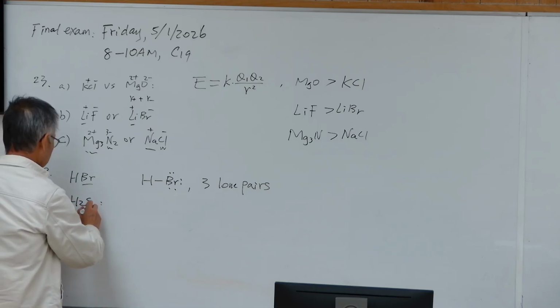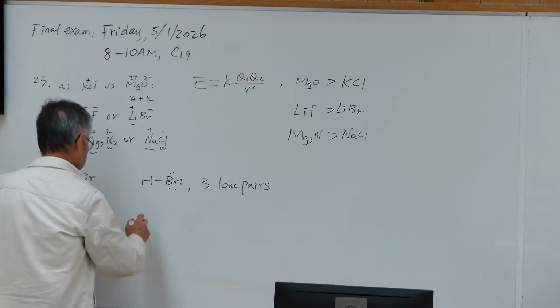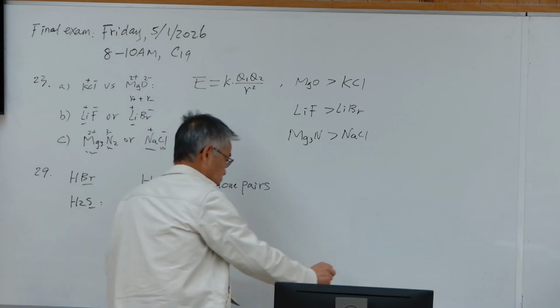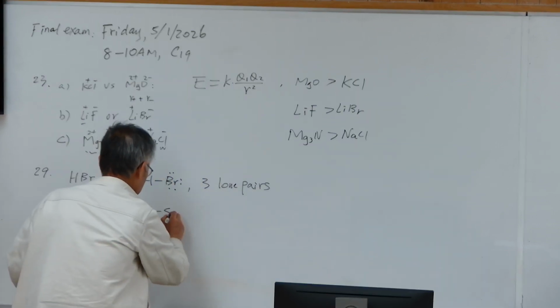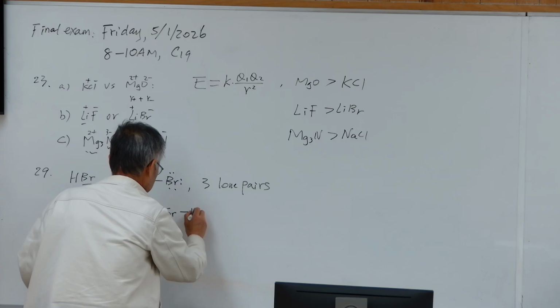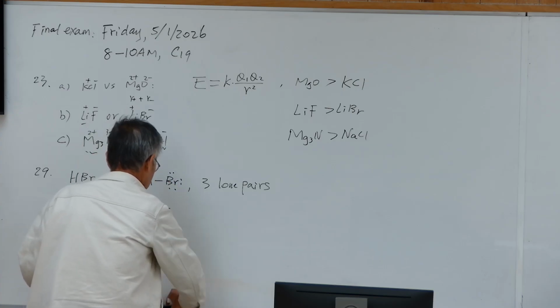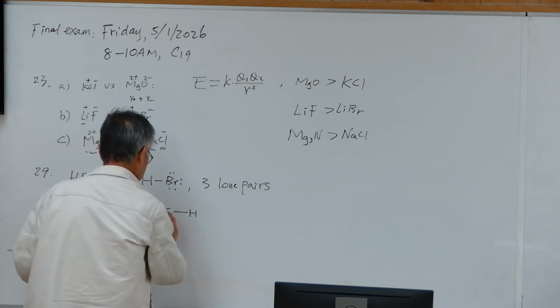Hydrogen sulfide. Underlined is sulfide. So hydrogen sulfide, the Lewis structure is a single bond between hydrogen and sulfur, two single bonds between hydrogen and sulfur.